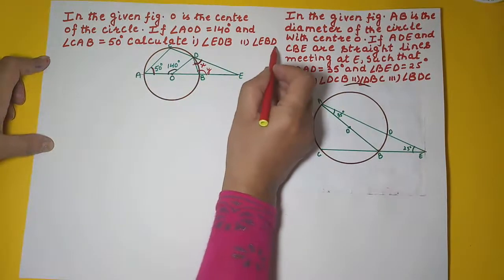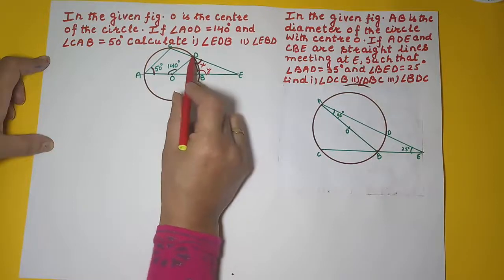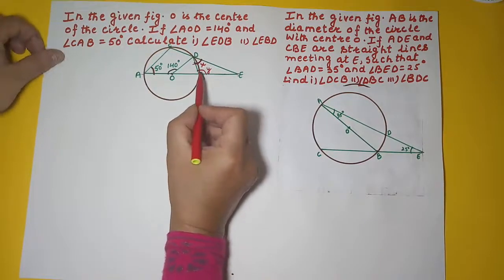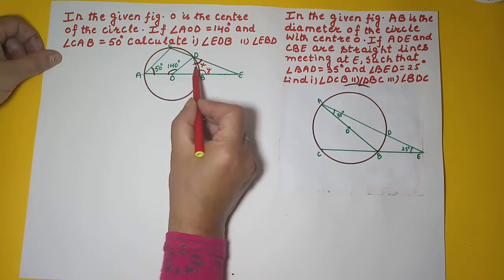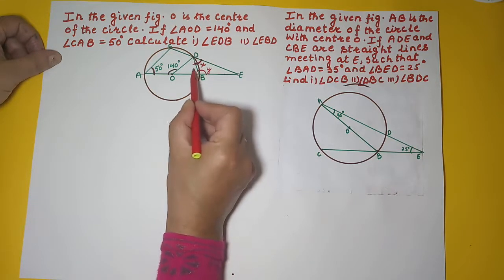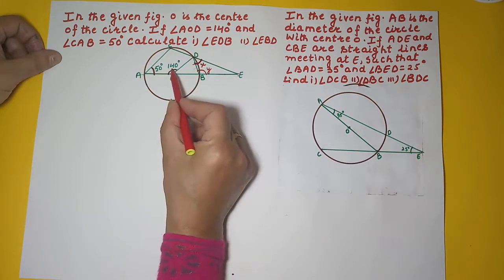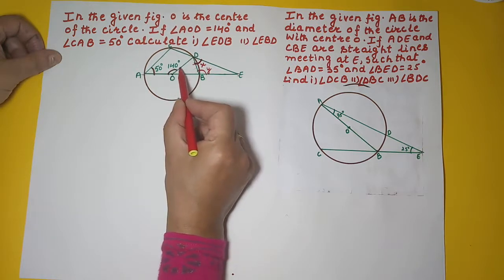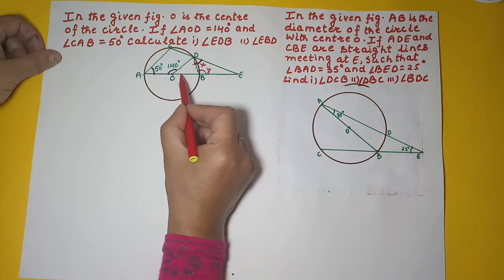Now for the second part, you need this angle EBD. For this, if you know this angle, you can subtract it from 180 to get Y. Now the point is, how do I get this angle? Is there any connection here? Yes. This is 140, so you can find this angle. This will be 40, supplementary angles.